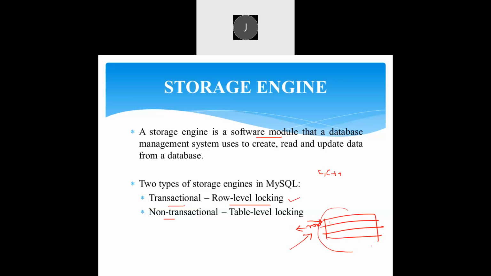Table level locking means the whole table will be locked. That is a non-transactional engine. So those are the two types of engines we have seen. InnoDB is a transactional engine which allows row level locking, so in that way it satisfies ACID compliance also. ACID, I told you: atomicity, consistency. Like when one is accessing, the other cannot access the row.